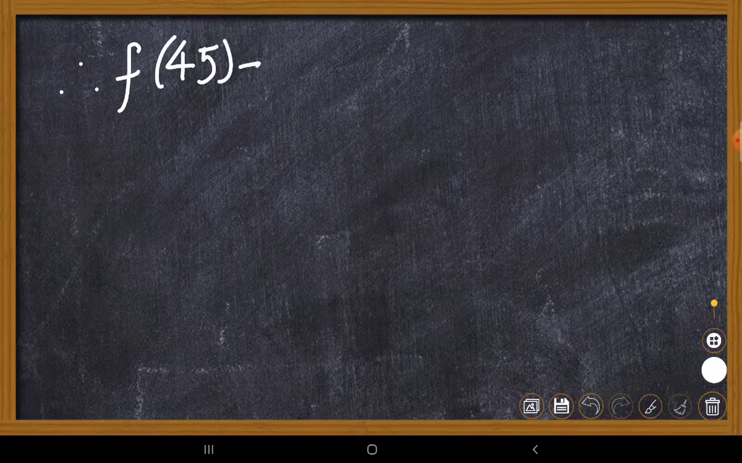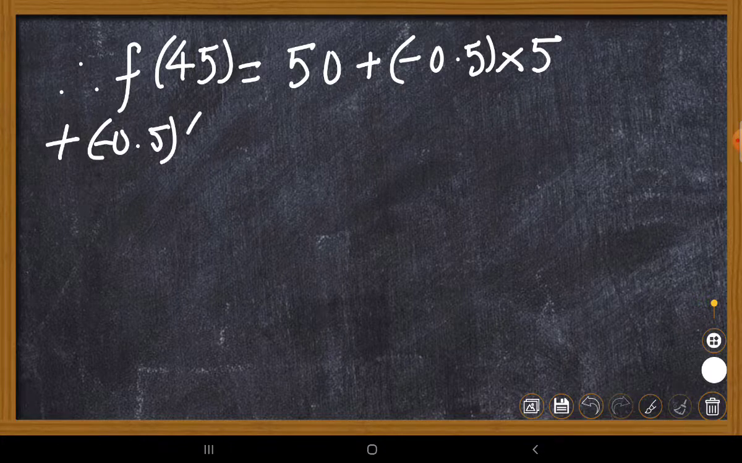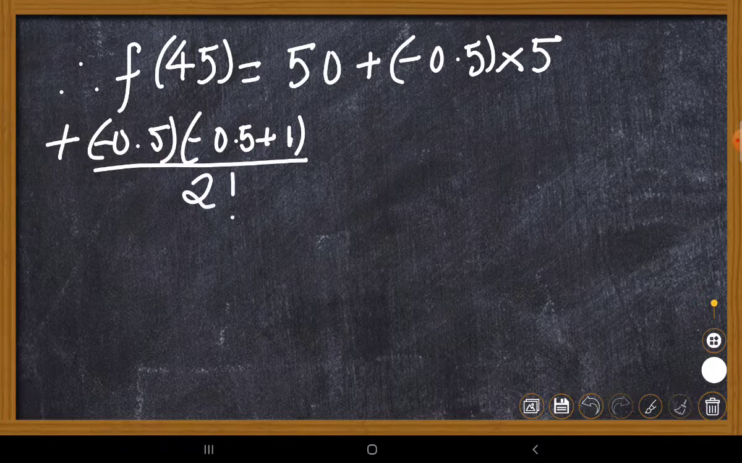So therefore, your required missing value F45, you just replace in that formula. What is Y4? Y4 is 50. Then what is u? u is minus 0.5 into delta Y3, which is 5. Then plus minus 0.5 into minus 0.5 plus 1 divided by 2 factorial, and delta square y2 is minus 3.